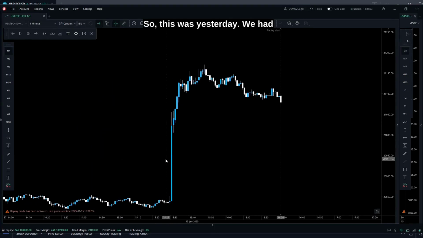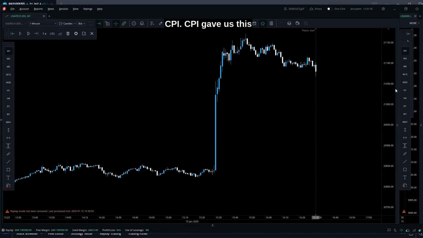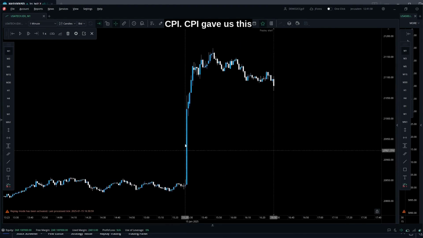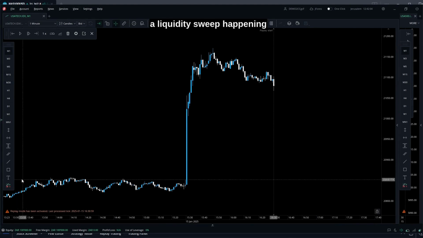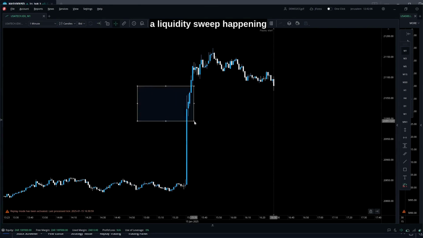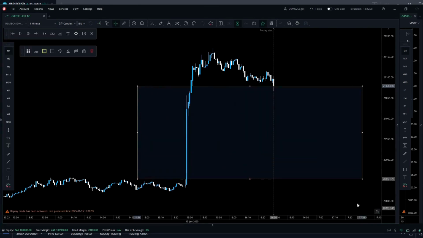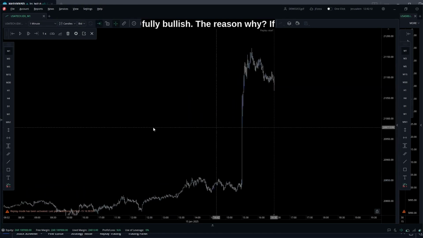So this was yesterday. We had CPI. CPI gave us this nice imbalance. And so what do we know about imbalances? We want a liquidity sweep happening at that imbalance. So my bias was fully bullish.